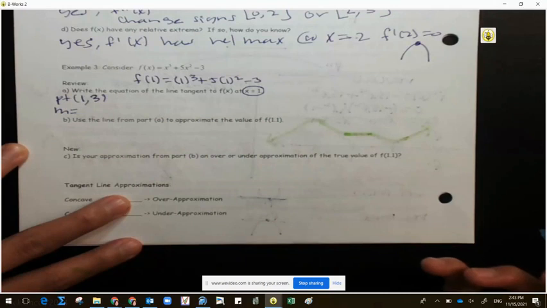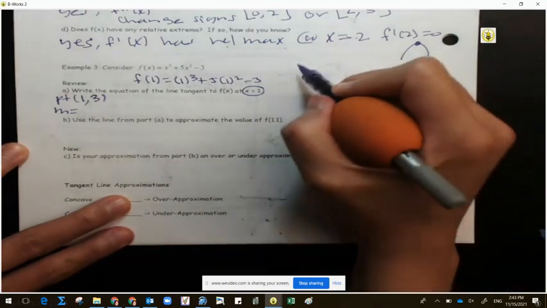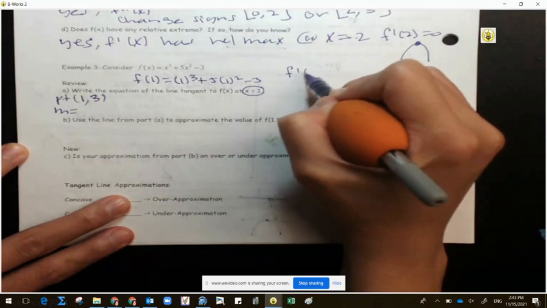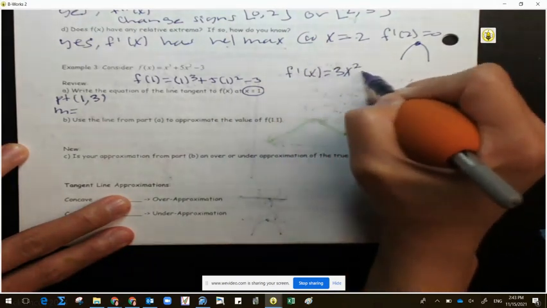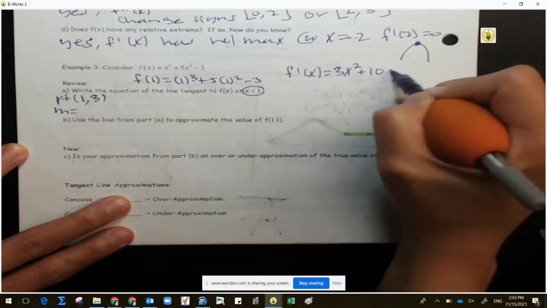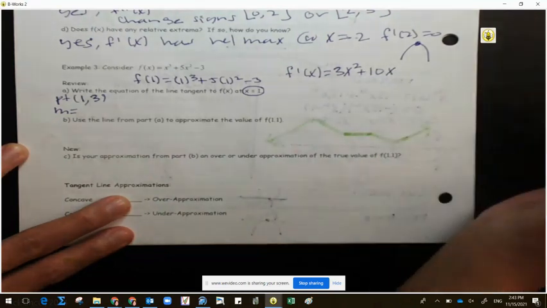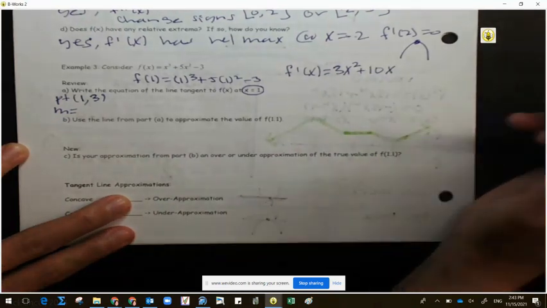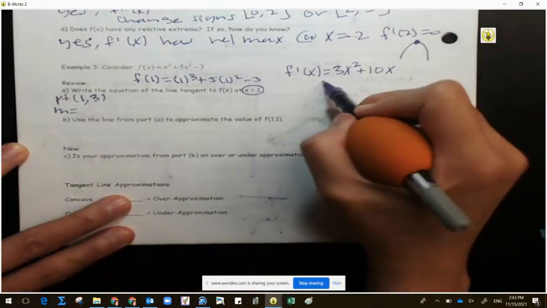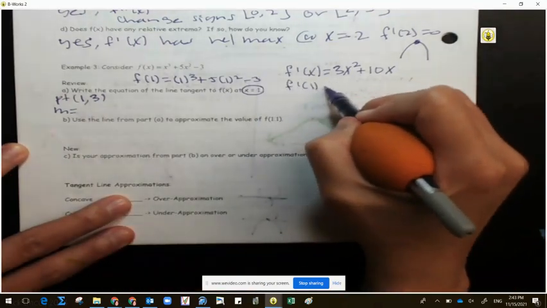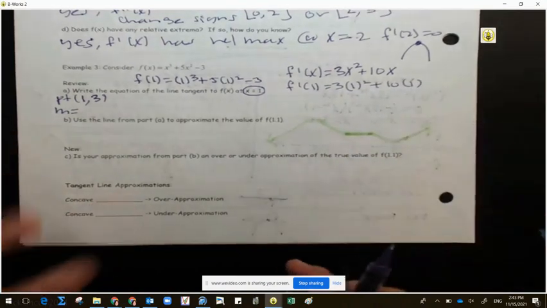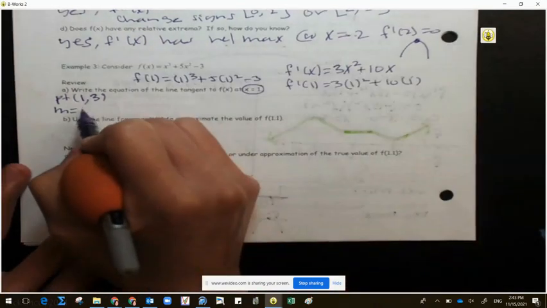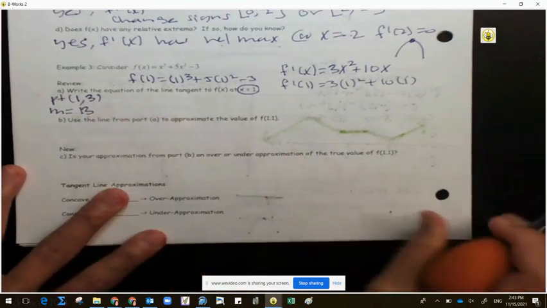Yeah. To find the slope, we need to find the derivative. So let's find the derivative. F prime of x is 3x squared. Not everyone's writing, so good luck to you. Plus 10x. Is that it? So I need to plug in the 1 into it. So I have f prime of 1, 3 times 1 all squared plus 10 times 1. And that should give us 13. Are we okay with that piece?